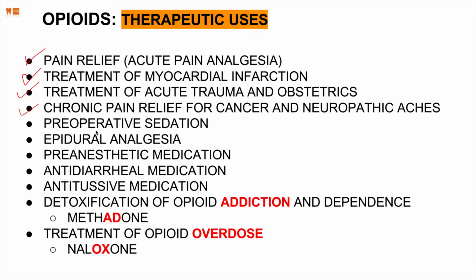And then preoperative sedation. So when we intubate patients, or we need sedation given to the patients, but the patient is very anxious, we give them opioids in such instances. Epidural anesthesia, then pre-anesthetic medication, similar concept. Antidiarrheal medication. Remember, in the previous slide, we just talked about one of the effects on the digestive system is constipation. So constipation is actually a treatment measure for diarrhea. So it works as an antidiarrheal. And then antitussive medication.